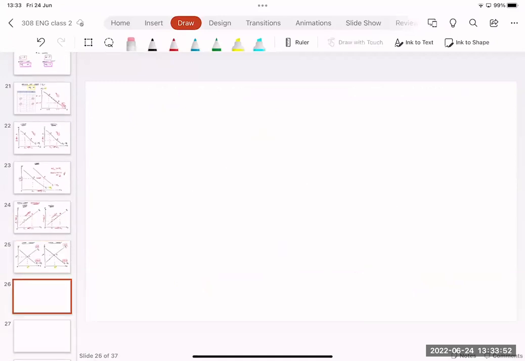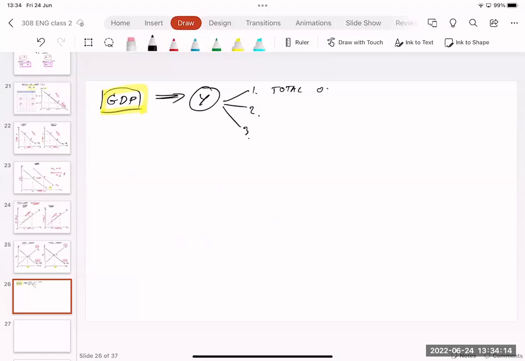Last time we talked about how in this macro class we really focus on GDP, and in macro, GDP uses the variable Y. Remember, variable Y has three main meanings. The first meaning is Y equals total output, the number of products and services that we can produce in our economy, and we learned it.